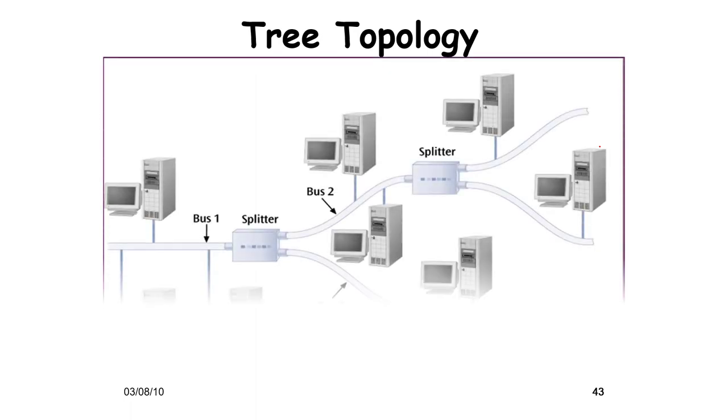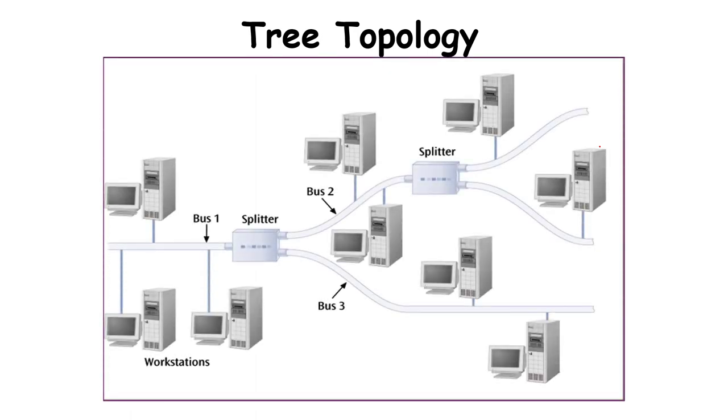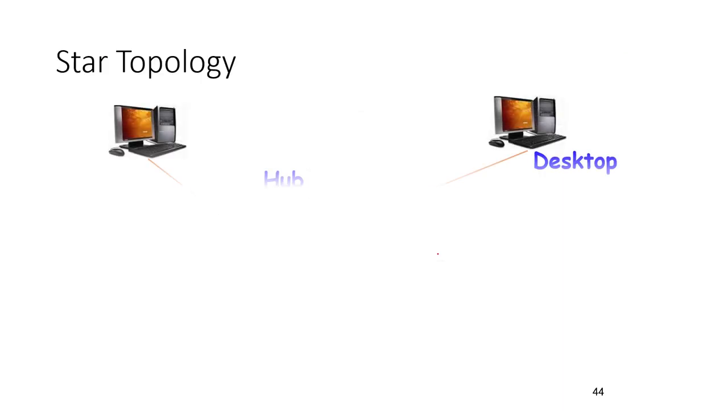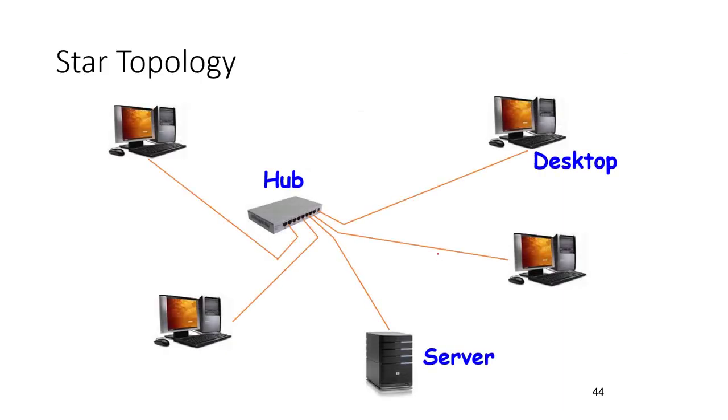So now if you look at a tree topology, even though it's not very common these days, it used to be where you have a tree kind of setup with nodes all over on the tree. A star is a common setup where we have a single network hub. It could be a wired hub or a wireless hub. So this shows a wired hub where all the machines are connected centrally to the hub.